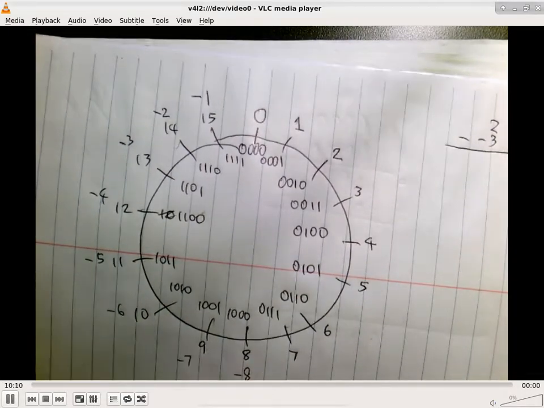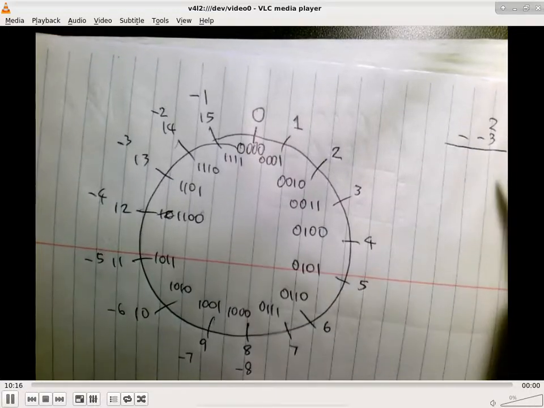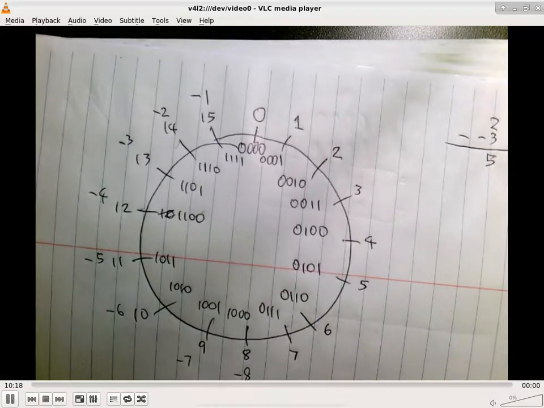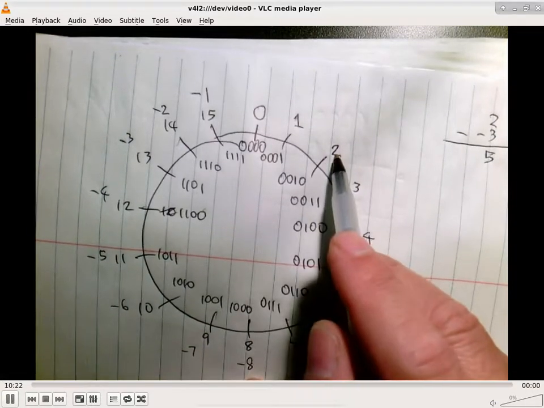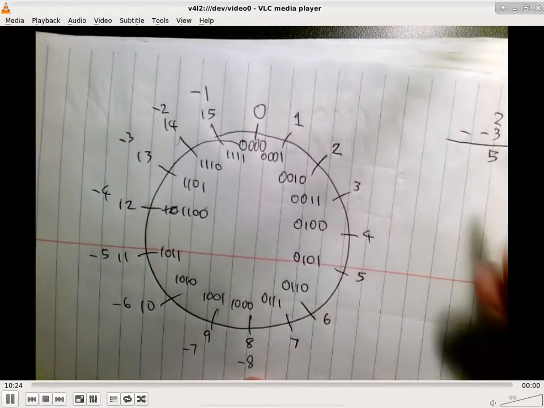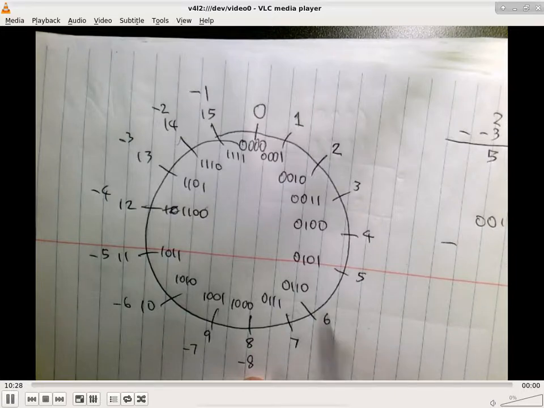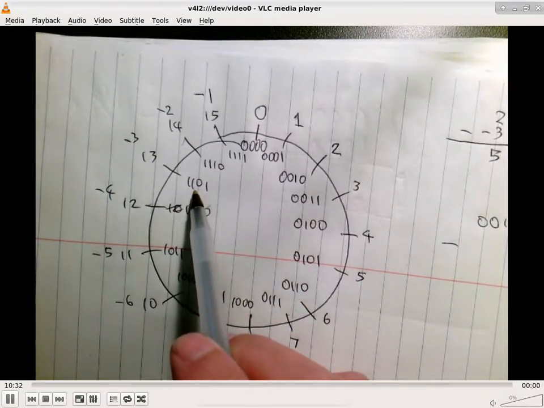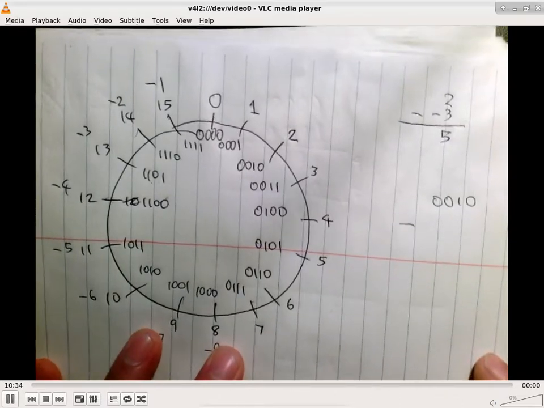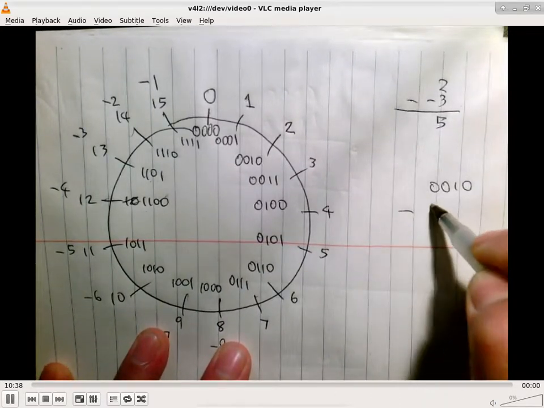In decimal, we know how to do this already. What is the correct result? 5. Okay, we know that one. Now we want to do it in binary. So we look at the table: what is 2? 2 is 0, 0, 1, 0. And what is negative 3? Negative 3 is over here. It has a representation of 1, 1, 0, 1.